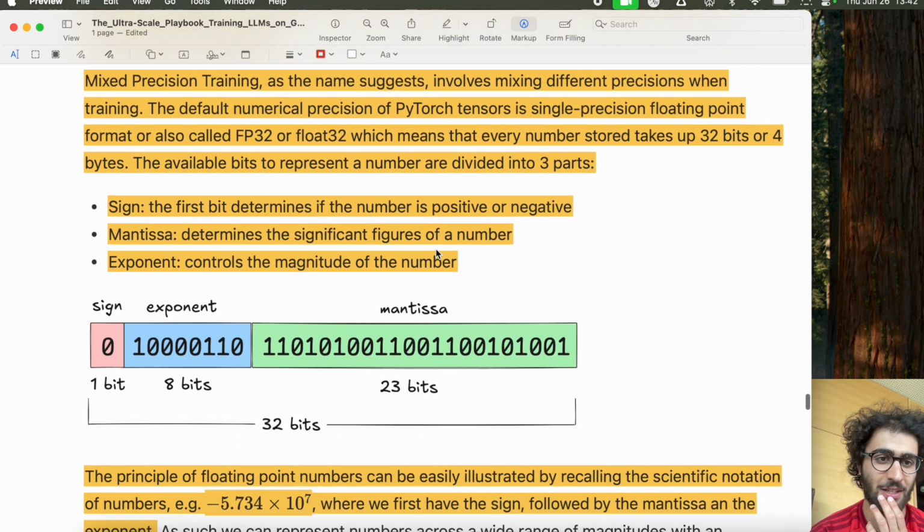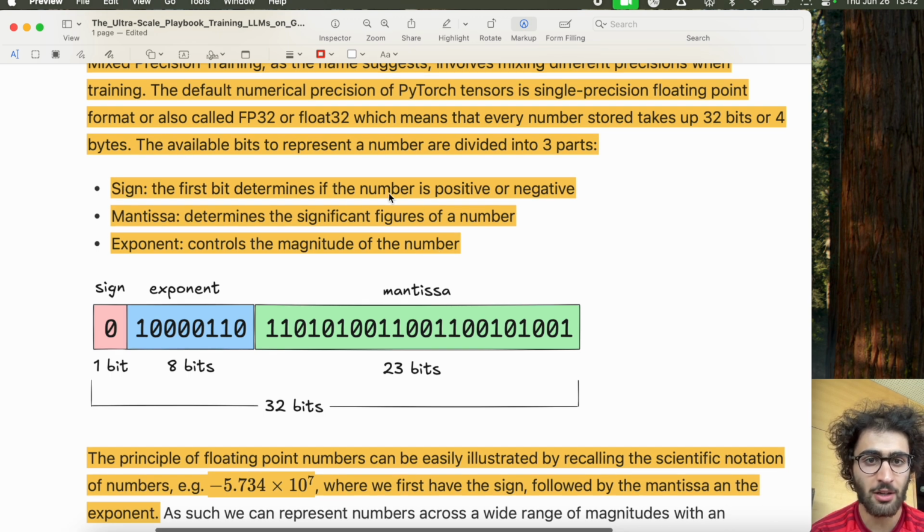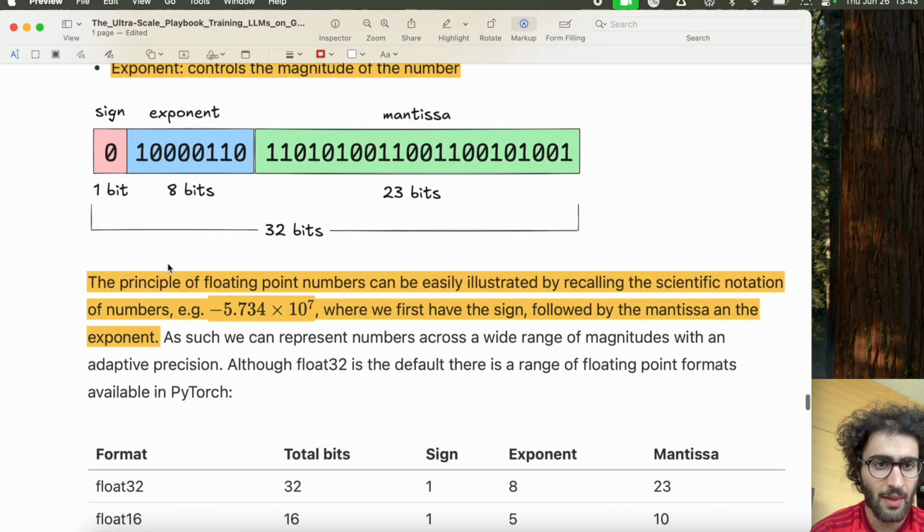And I think this is what they just said here, where we have a sign bit that determines whether the number is positive or negative as the first bit, the mantissa, which determines the significant figures of a number, so what are the actual digits, and then the exponent, which controls the magnitude. So the exponent controls the dynamic range, and the mantissa controls the precision of the number. The principle of floating point numbers can also be seen by looking at scientific notation, such as negative 5.734 times 10 to the power of 7, where the negative is the sign bit, 5.734 is the mantissa, and 7 is the exponent.